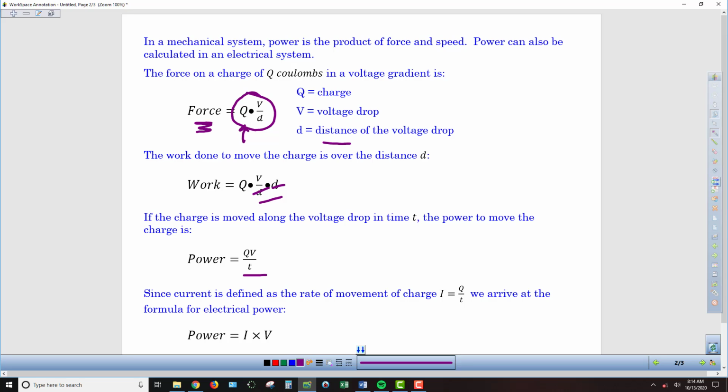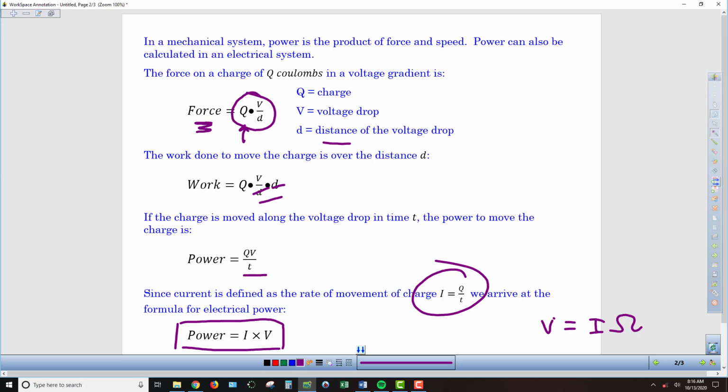But this Q over T, this charge divided by time, what that really is is current. And so now what we can do is substitute that Q over T for current, and so then we get what's known as the electrical power law. And so the power in an electrical circuit is defined as being the current times the voltage drop.